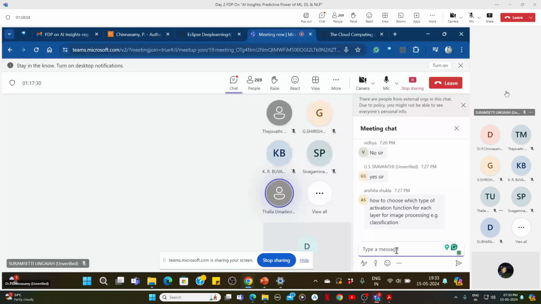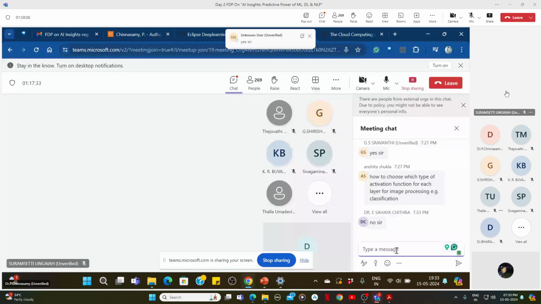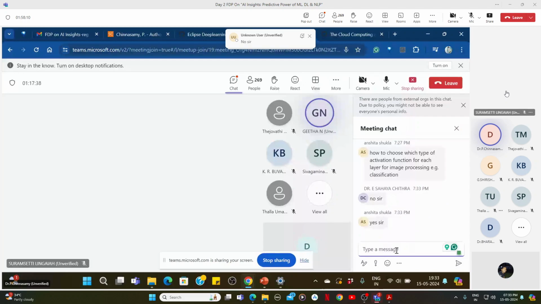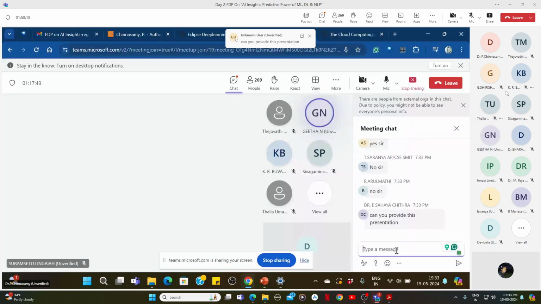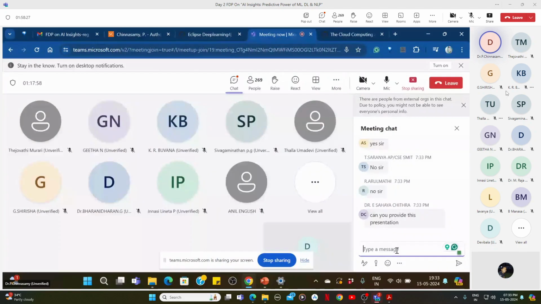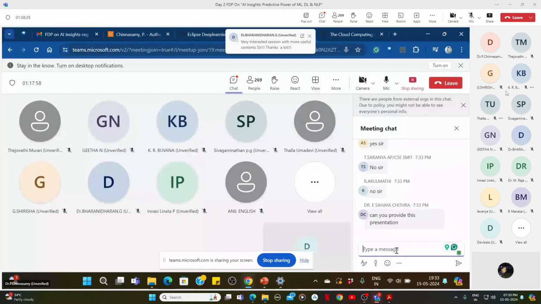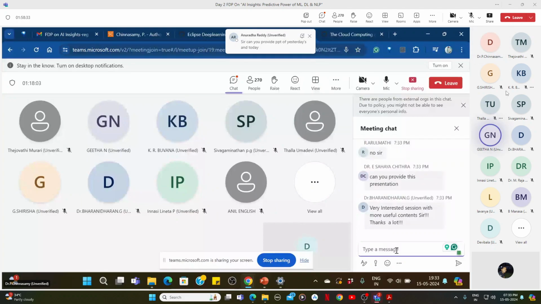Sir, can you tell me about the attention mechanism in deep learning models? What, ma'am? Activation function or attention? Attention mechanism, sir. Soft attention, hard attention, in deep learning model concept, sir. I'm not sure, ma'am, but I'll refer and then tell you for sure. Okay, sir.